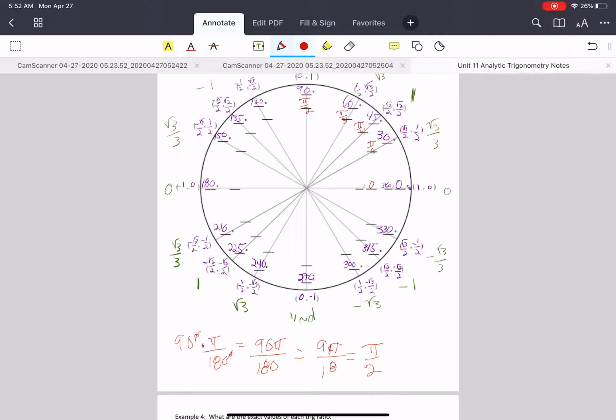All right. Go ahead and finish out the unit circle and check your answer with the completed notes key on Canvas.